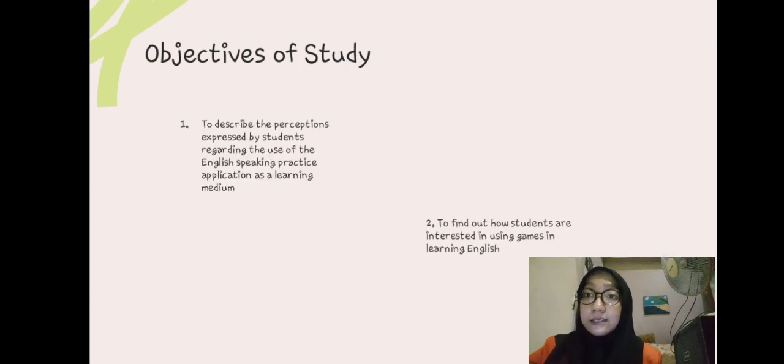Okay, next, objectives of the study. Number 1, to describe the perception expressed by students regarding the use of the English speaking practice application as a learning medium. And number 2, to find out how students are interested in using games in learning English.